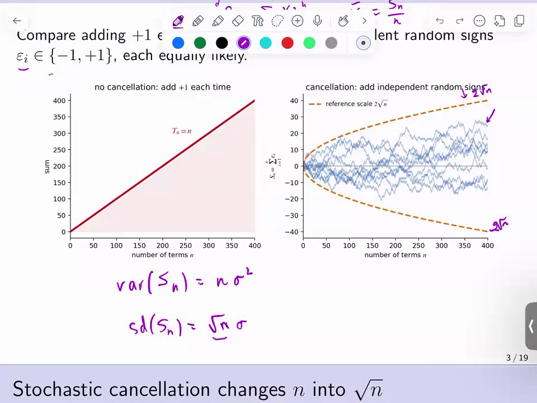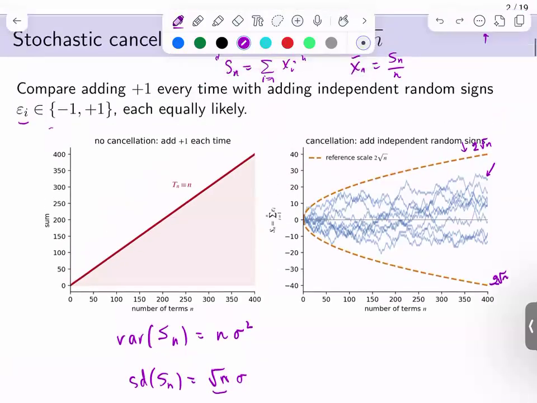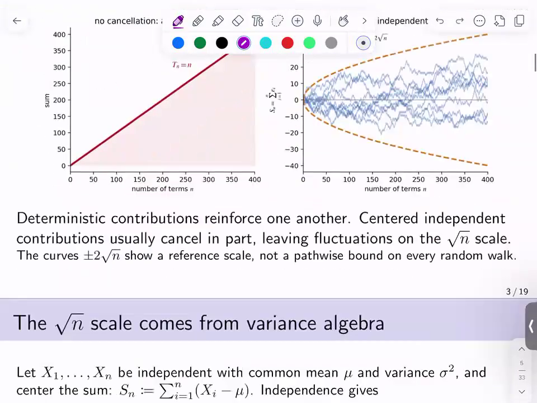And so rather than growing like n, it grows at worst like root n with high probability. Because of this stochastic cancellation, you get a much better estimate if you divide by n. Since the sum grows like root n, when you divide by n it goes to 0, like the mean is 0. So this converges to 0. Okay, this is another view via the sum.